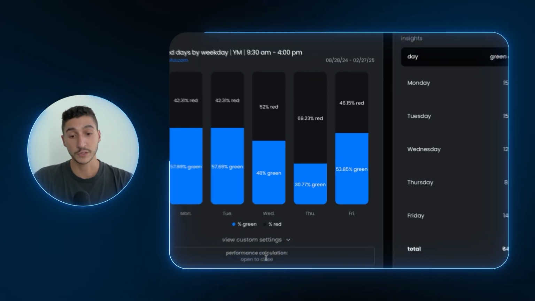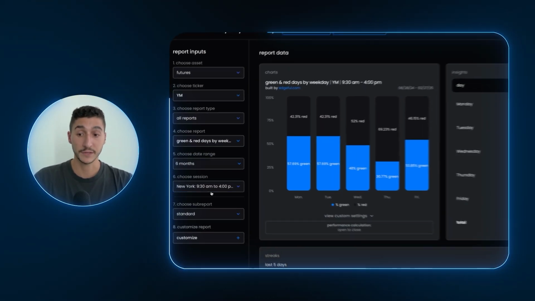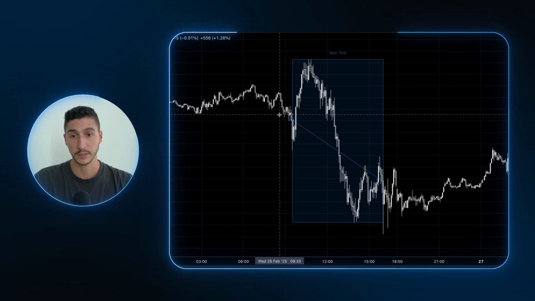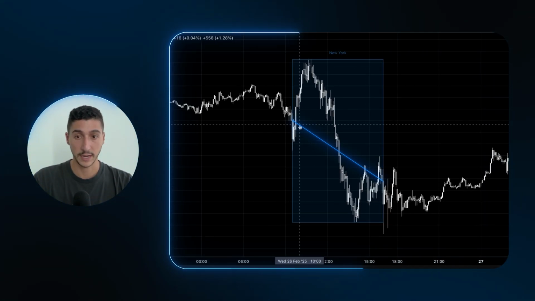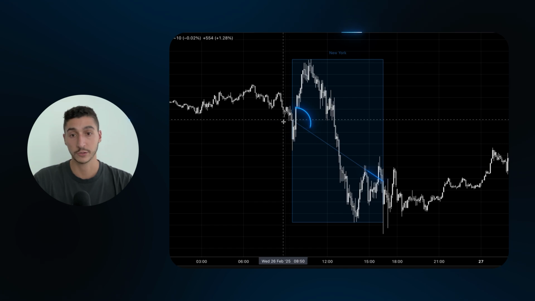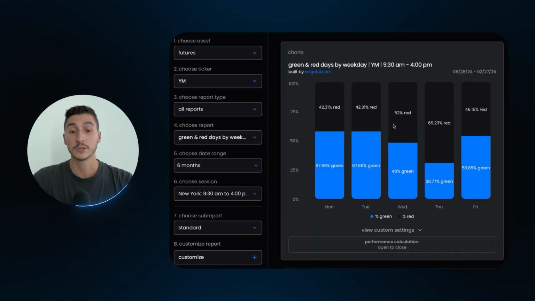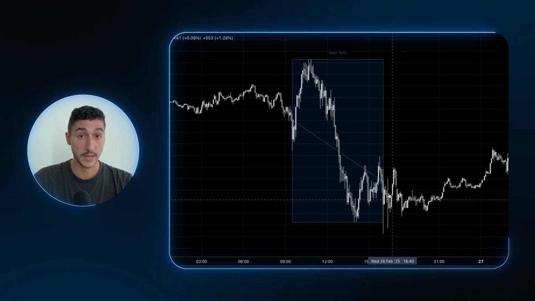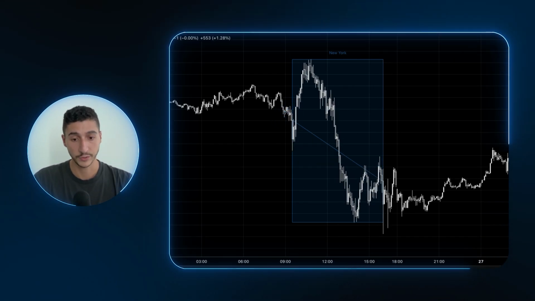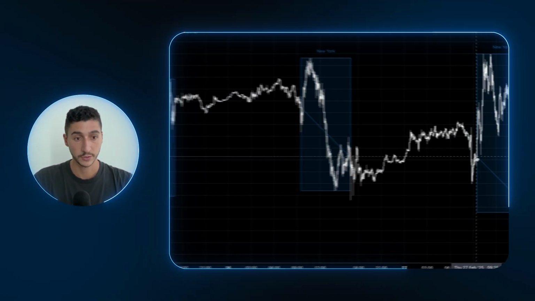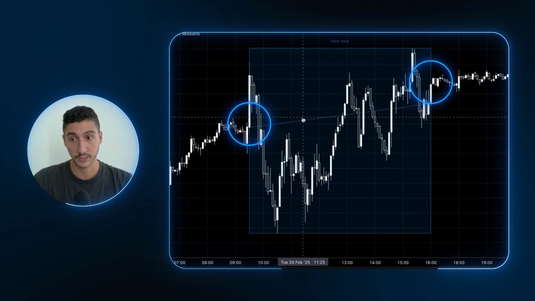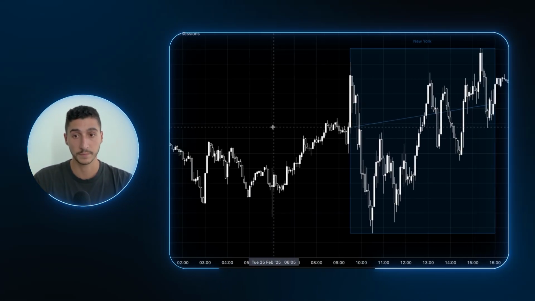If you're using the open to close of this session, you should be looking here at the New York session, and you can see there is this diagonal line that's facing downwards. This goes from the open to the close. So pretty much, if this line is facing downwards, that's a red day when you're looking at this customization. So here's a red day. Here's a green day right over here because the close of the session is higher than the open.